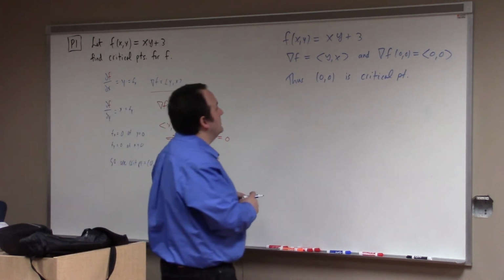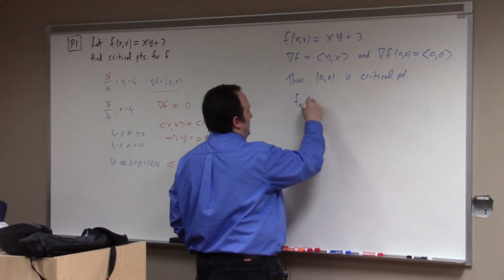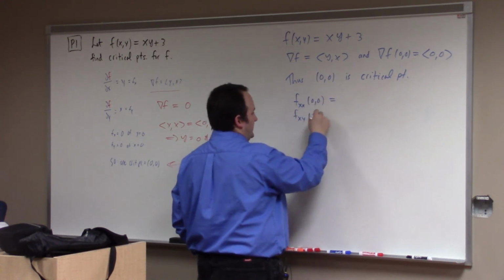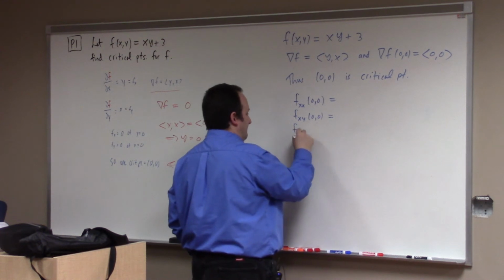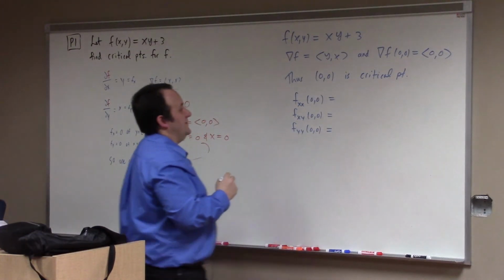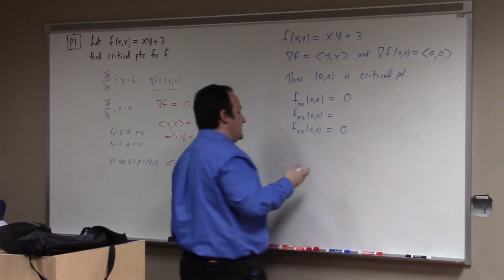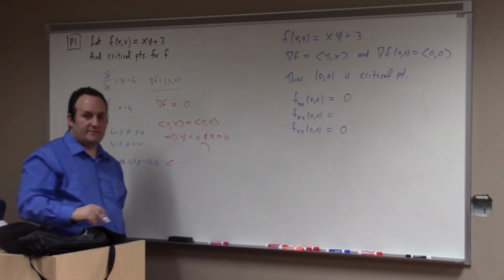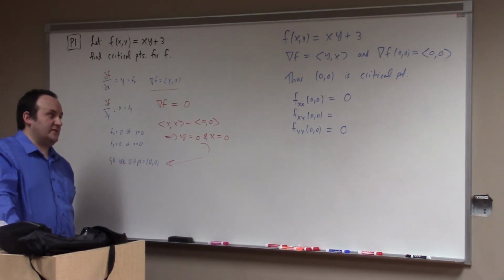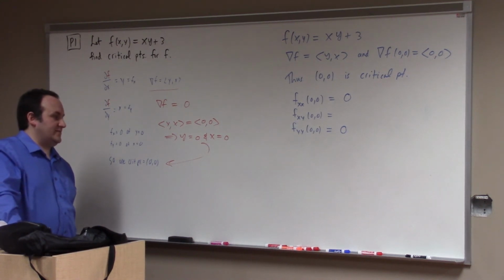Let's see here. f_xx at (0,0) is what? f_xy at (0,0) is what? Wait, f_xx, oh, sorry. I think I agree with you about the f_xx and the f_yy. Those are both 0. You said xx and yy, and you're right. Those second derivatives are both 0. But the mixed derivative is not 0. That's 1.